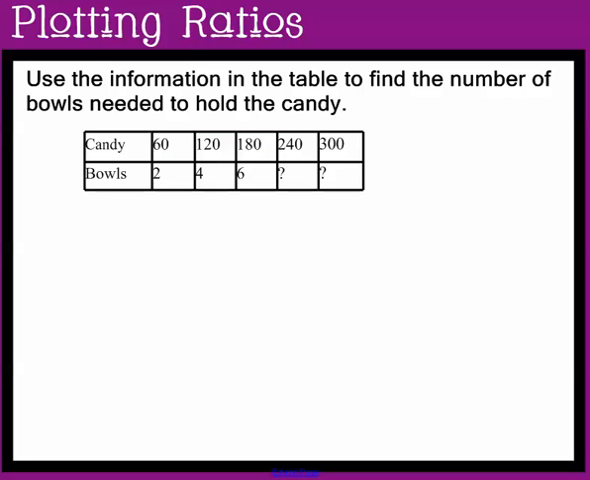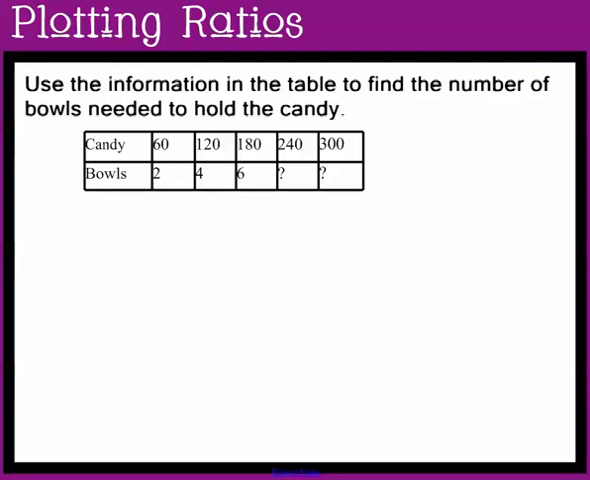All right, let's do a little bit of practice with this. Let's use the information we see in the table to complete how many bowls we have if we have 180, 240, and 300 pieces of candy. So you'll notice if we have 60 pieces of candy, we have 2 bowls. And I like to use the multiplication. It's a little faster, a little more efficient. And so we can look and see that to get to 120, I would have to do 60 times 2.